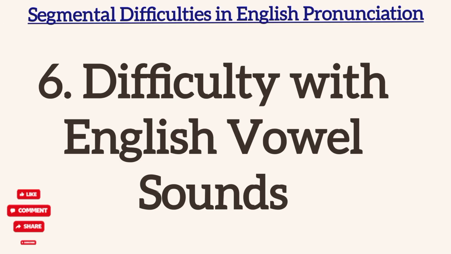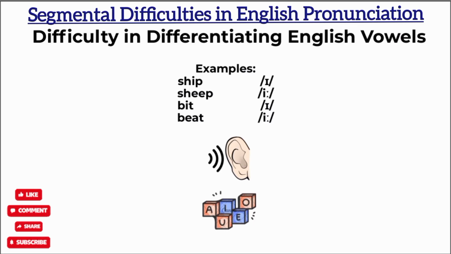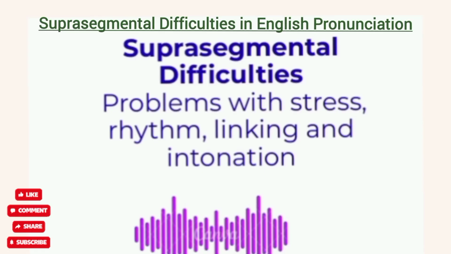6. Difficulty with English vowel sounds. English has many vowel sounds, including long and short vowels. Foreign learners often find it difficult to distinguish between these sounds. For example, the words ship and sheep have different vowel sounds. However, learners sometimes pronounce them the same way, which can change the meaning of the word. Now I'll discuss the suprasegmental difficulties in English pronunciation.